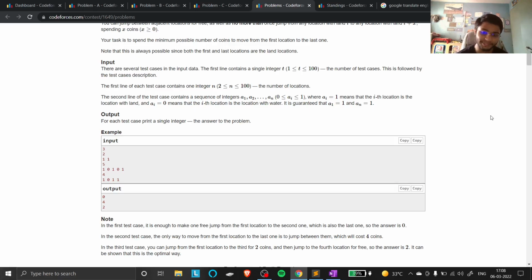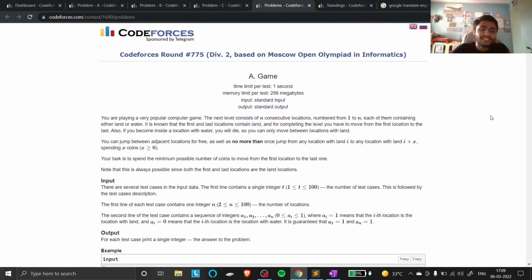Let's read this question fully again. You're playing a very popular computer game. The next level consists of n consecutive locations, numbered from 1 to n, each of them containing either land or water. It is known that the first and last location contain land, and for completing the level, you have to move from the first location to the last.